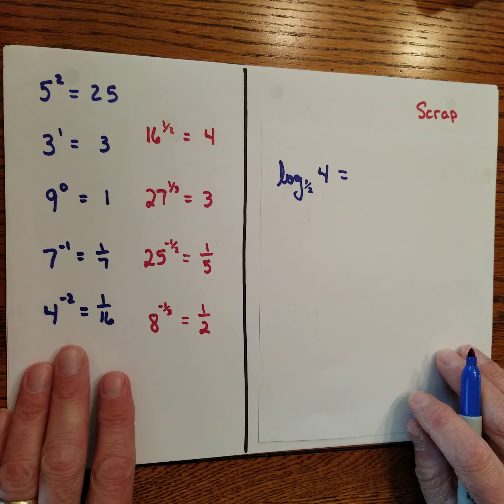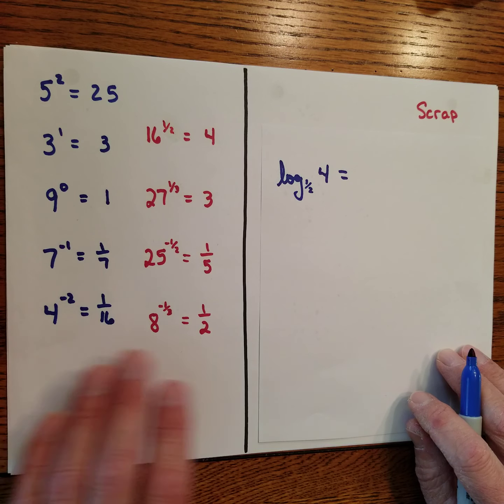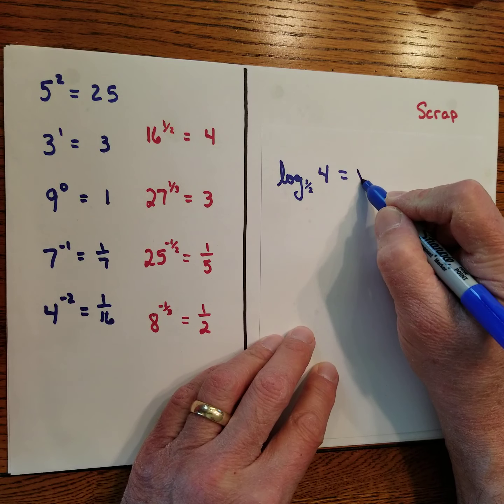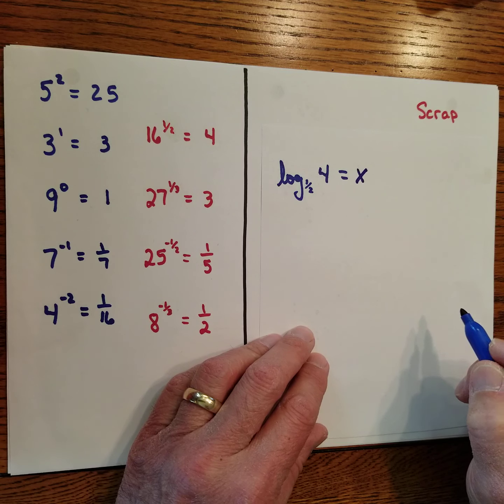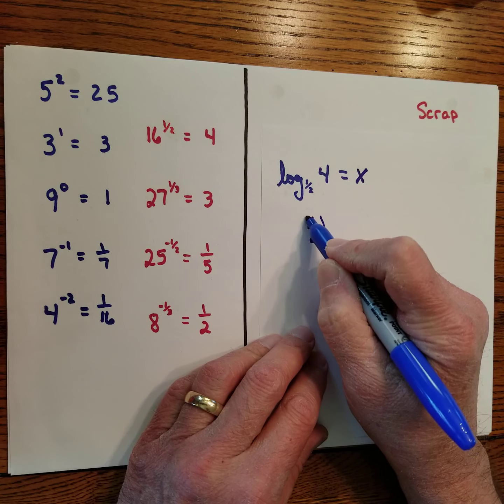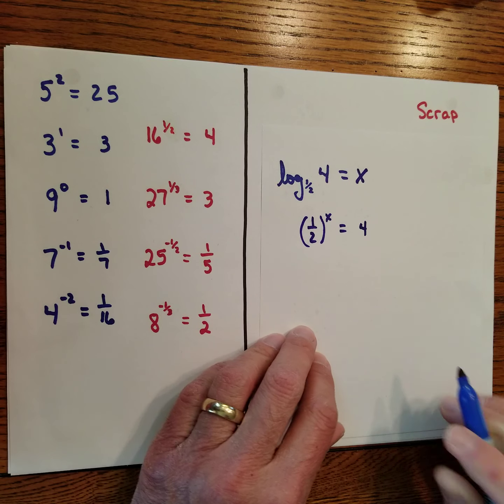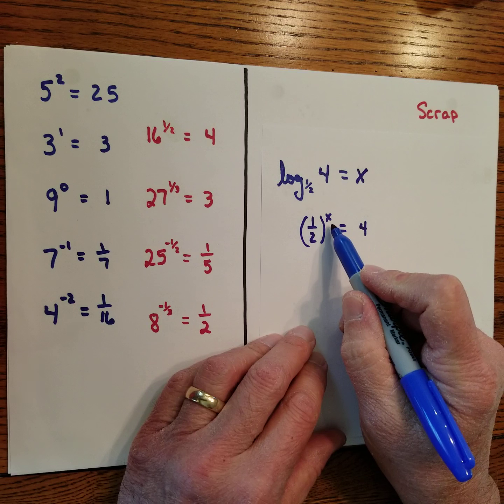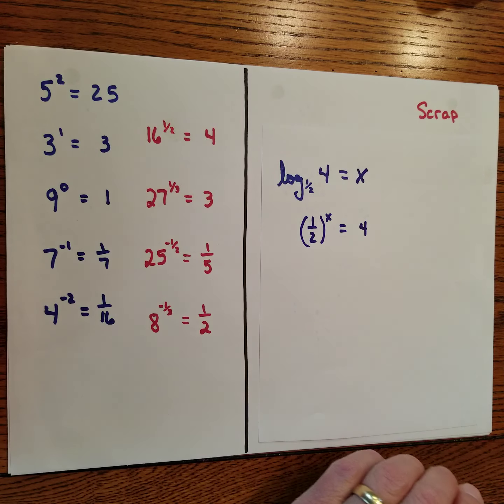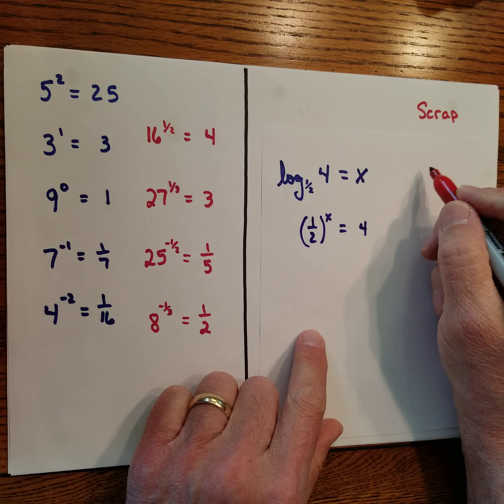What exponent changes 1/2 into 4? Well, I know when I've got fractions, I'm generally thinking negative exponents. Let's see why. We'll set this equal to x. Then x is the exponent that changes 1/2 into 4. Let's try a little scrap work. Here are some things I know.